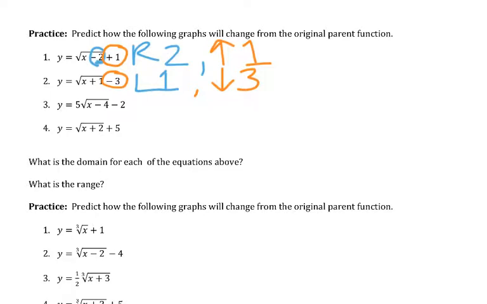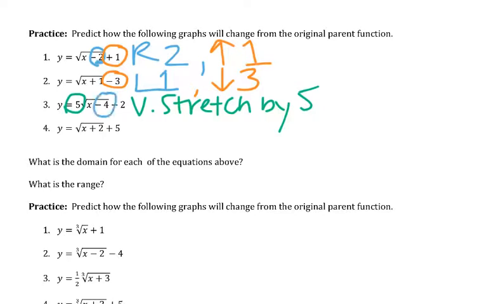Okay, I'm assuming you tried this already on your own. What does the 5 do? The 5 out front is our a value, so it is vertically stretching by 5. What does the minus 4 do? It moves us right 4. What does the minus 2 do? That moves us down 2.